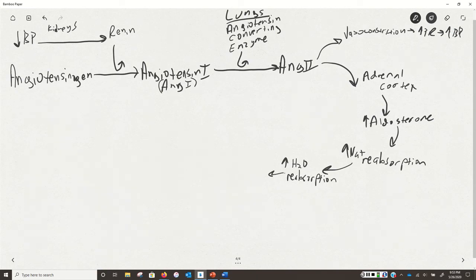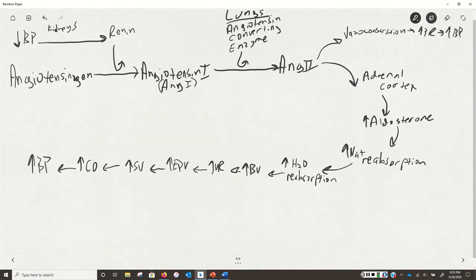When we increase water reabsorption, what happens? That causes an increase in blood volume. So now we should be able to fill this out from our chart. Increased blood volume, increased venous return. Increased venous return, increased end diastolic volume. Increased EDV, increased stroke volume. Increased stroke volume, increased cardiac output, and increased cardiac output, we increase blood pressure.